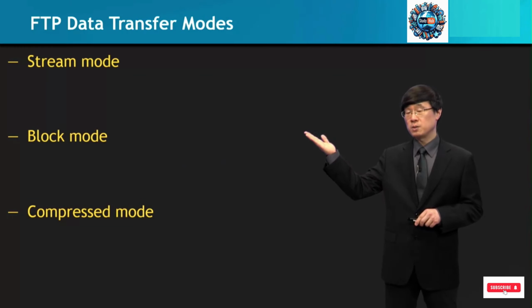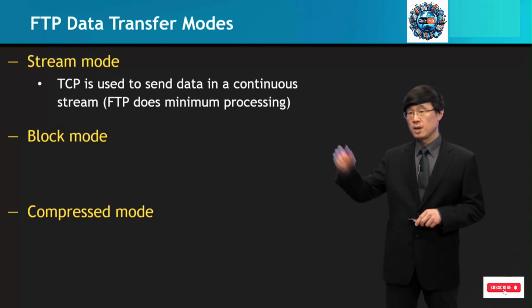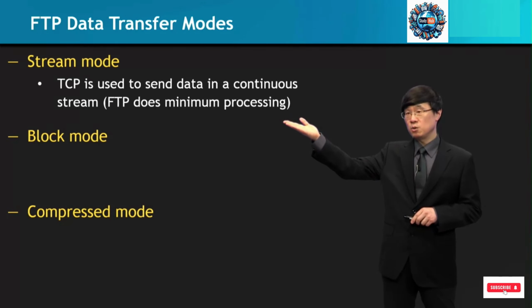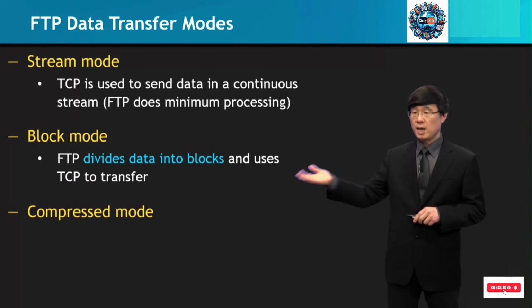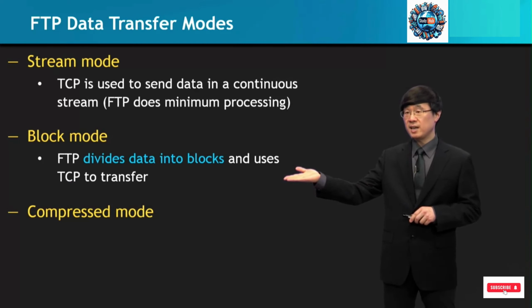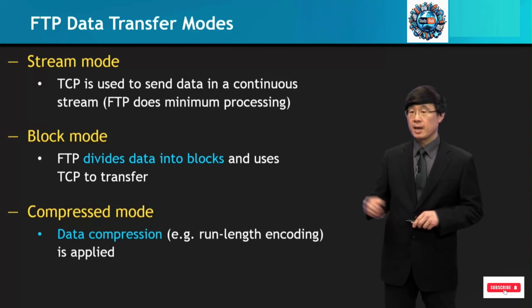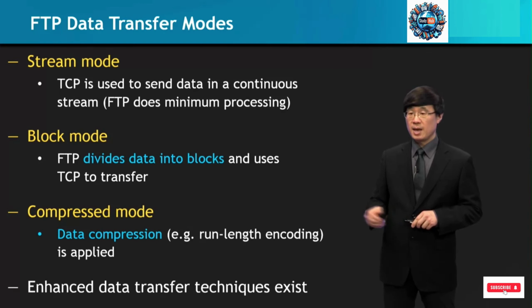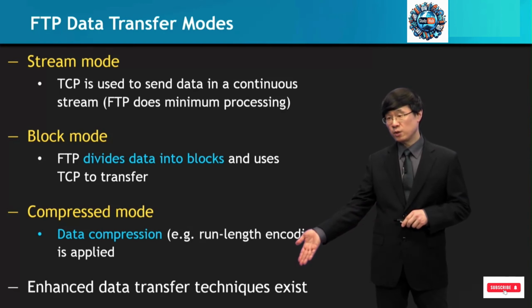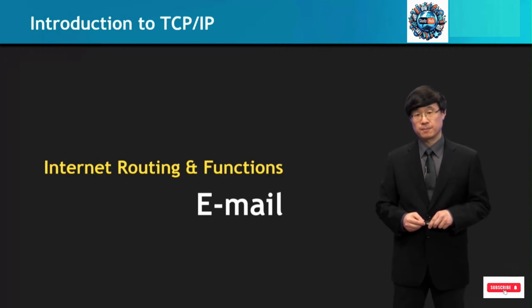FTP data transfer modes include stream mode, block mode, and compressed mode. In stream mode, TCP is used to send data in a continuous stream, and FTP does minimum processing. In block mode, FTP divides data into blocks and uses TCP to transfer. In compressed mode, data compression, for example run length coding, is applied. Enhanced data transfer techniques exist.